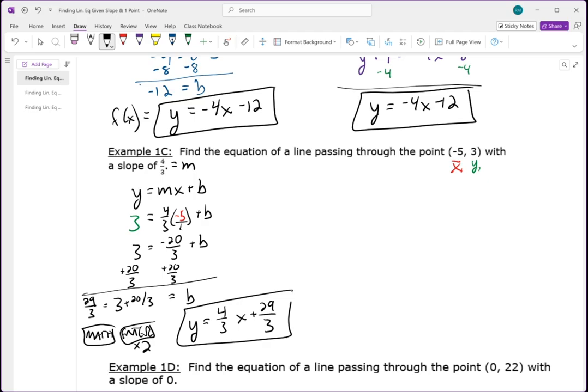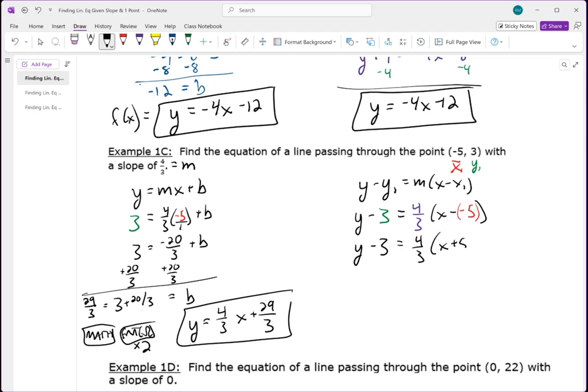To utilize the other form, if you like that better, we're simply going to plug in our y1 right here, which is 3. We're going to plug in our slope, which is 4/3. And then we're going to plug in our x1, which is minus 5, or negative 5, I should say. So now I'm going to have y minus 3 equals 4/3 times x plus 5.